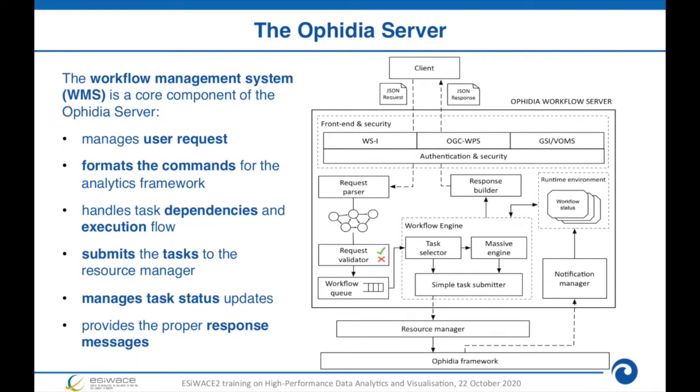This is a more detailed view of the Ophidia server, in particular of its main component, which is this part here of the graph. It includes all the blocks that are used by the workflow management system. This part is very structured. The workflow management system takes care of parsing and validating the workflow, as well as substituting the parameters at runtime. It prepares the commands to be executed and schedules their submission on the resource manager based on their dependencies, which are specified in the JSON document.